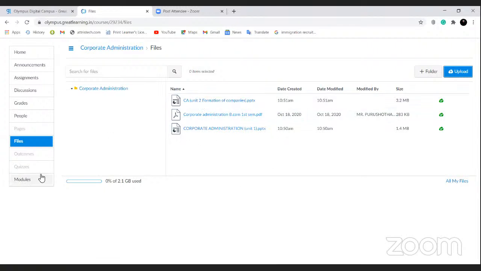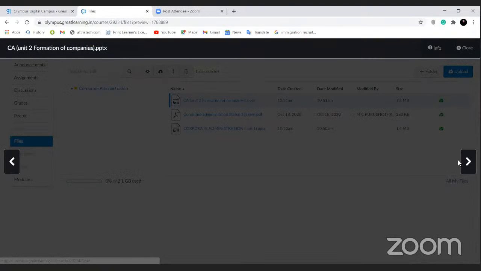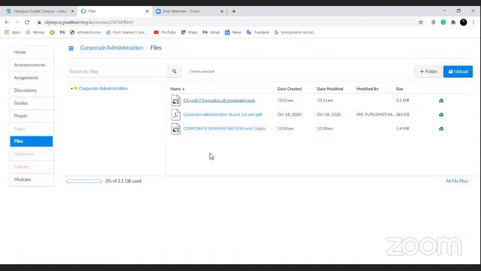It's not coming, sir. Okay, no issues, I'm going to upload it in PDF form. In some mobiles, the PPT slide share is showing some invalid error. So I'm going to upload the PDF form.